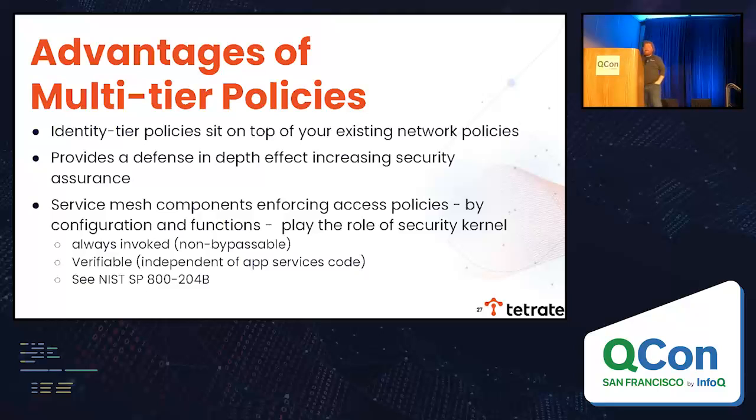So, why would we do this? One, if we do it in this way, then we can start to sit these new identity-based policies on top of our existing network policies. It provides a defense in depth because, again, we're still going through our traditional network controls, but we now have this identity layer as well on top of the network controls. And of course, the service mesh I already mentioned can enforce this because it's non-bypassable, it's verifiable, and we talk about this at length in SP 800-204B.